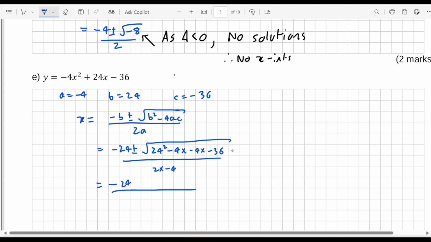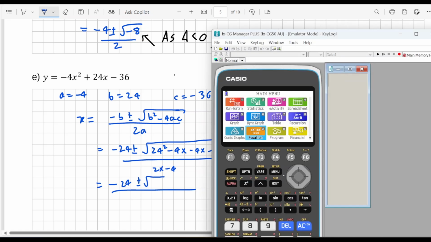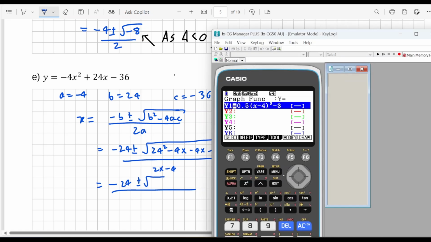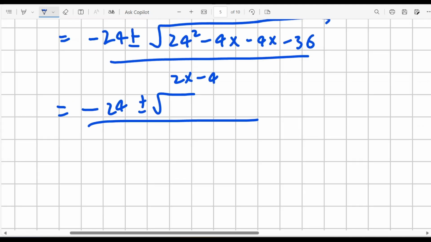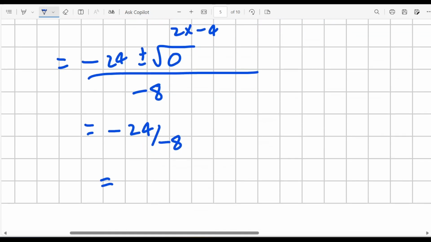So if we keep going with that, this square root we can just work out directly. You can chuck that in your calculator. So we'll have a look at that. Menu, graph. So we've got 24 squared, take 4 times minus 4 times minus 36 is 0. Cool. Which actually should hopefully make sense based on what we saw on the calculator, because the calculator said there'd be a double solution at 3.